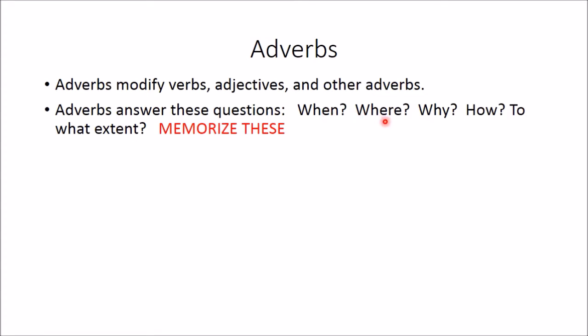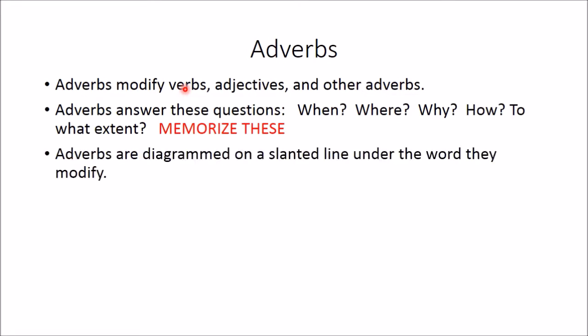When did the action happen? Where did the action happen? Why did the action happen? How did it happen? And to what extent did it happen? So these questions go with actions. That's how you can hopefully remember that they are adverb questions, because adverbs modify verbs and verbs are actions, right?